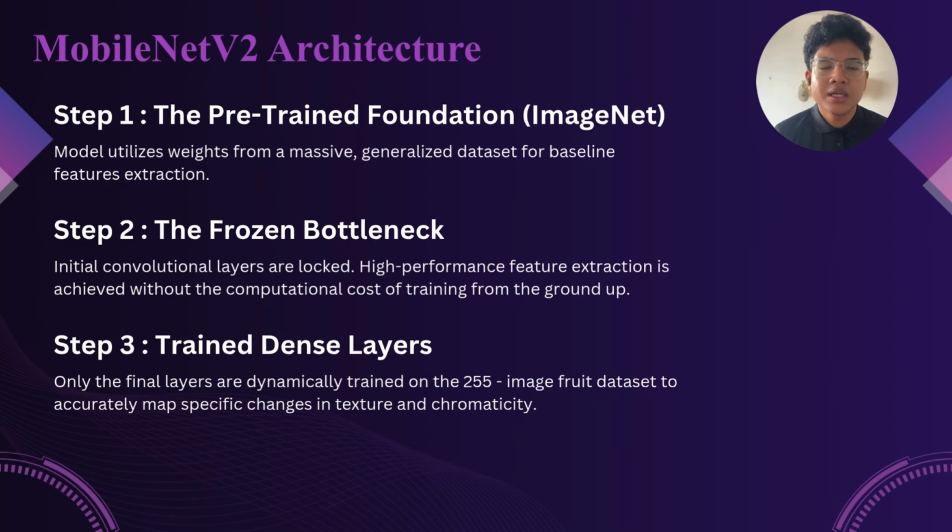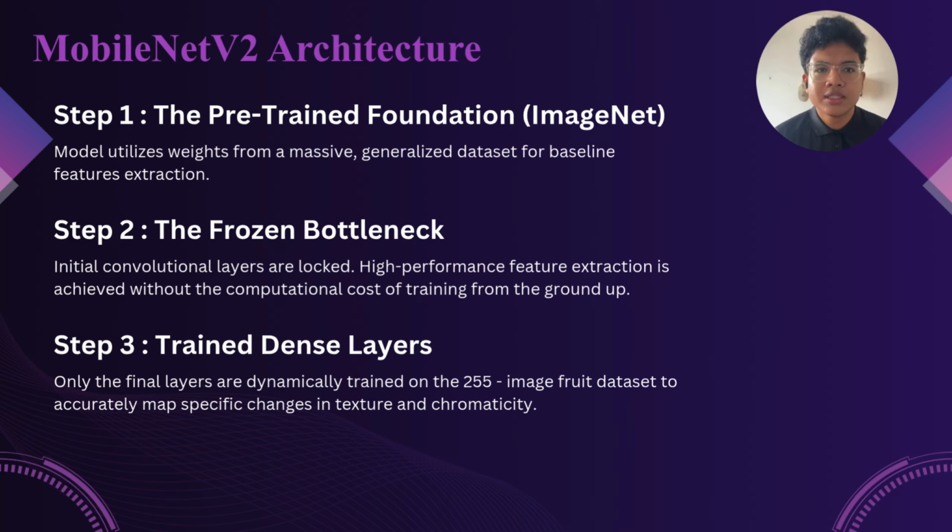So here are the 3 steps of how MobileNet V2 works in our project. Step 1. The model already learned from millions of images through ImageNet, so it already understands basic visual features like shapes and colors.